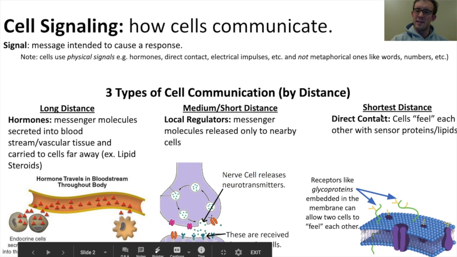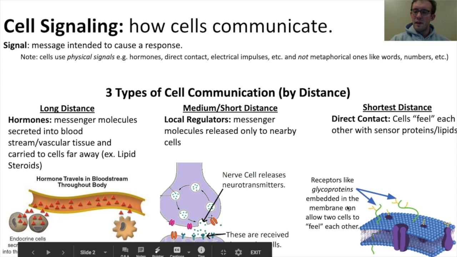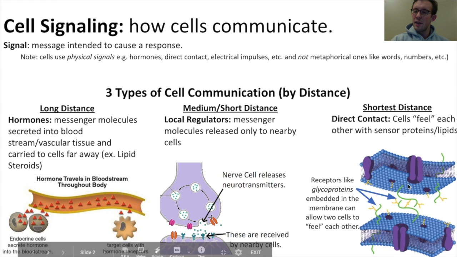And last, cells can communicate via very short distances with cells through direct contact. That is, cells can actually feel each other with sensor proteins or lipids. And so here we've got a diagram of a cell membrane. What cell membranes have embedded in them are glycoproteins and glycolipids. And so what these receptors are able to do is feel other receptors on other cells that are nearby.